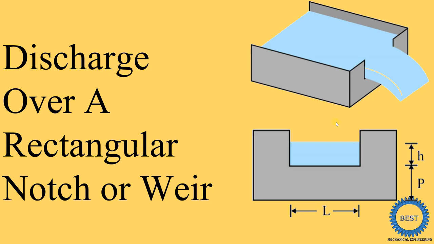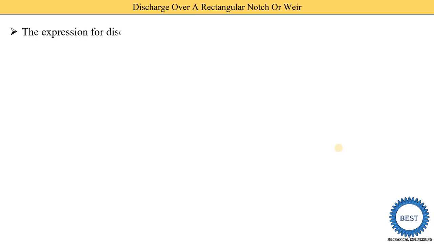Here we are only able to measure this h, the height of water over the bottom edge of the notch. So this height is called h. From the h we are able to find out the Q. So we need to derive this equation. In this video we derive the equation of discharge over a rectangular notch or weir.